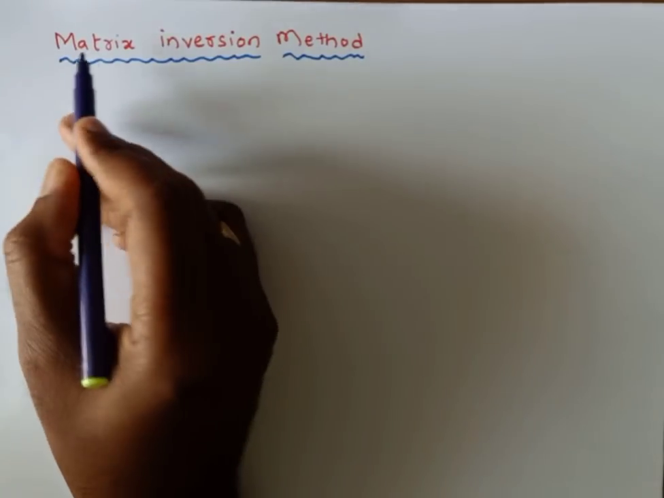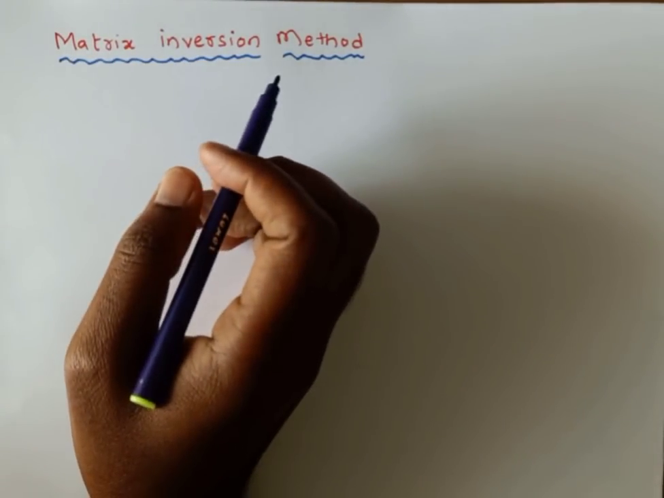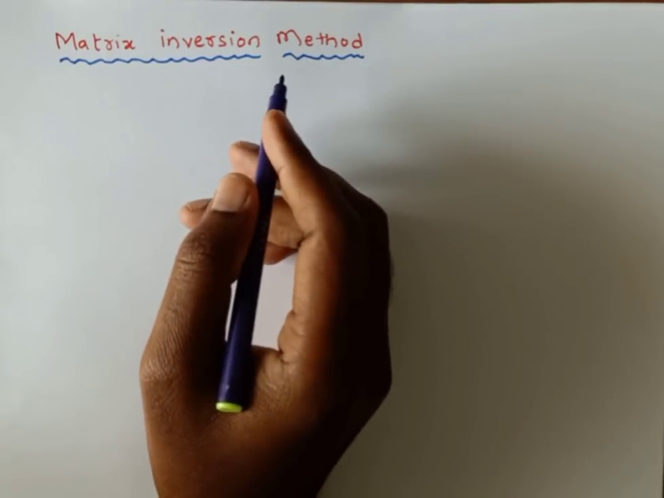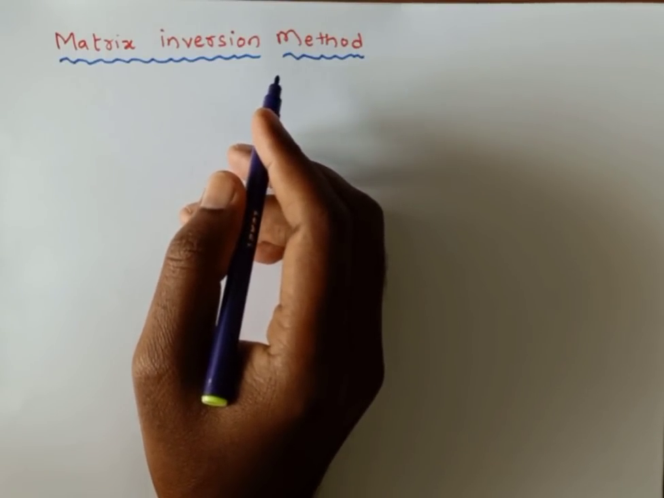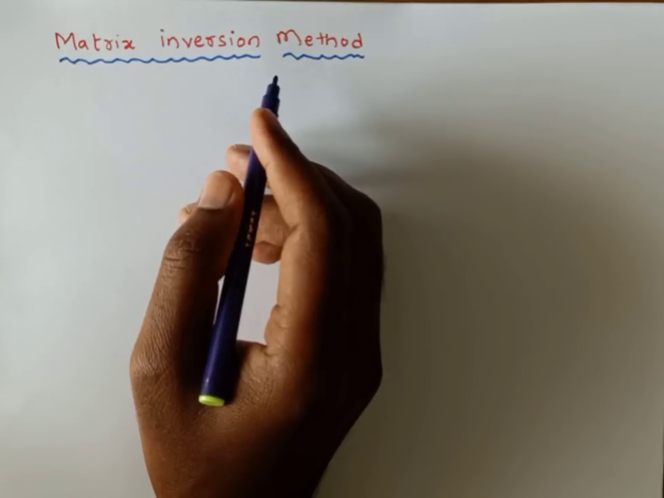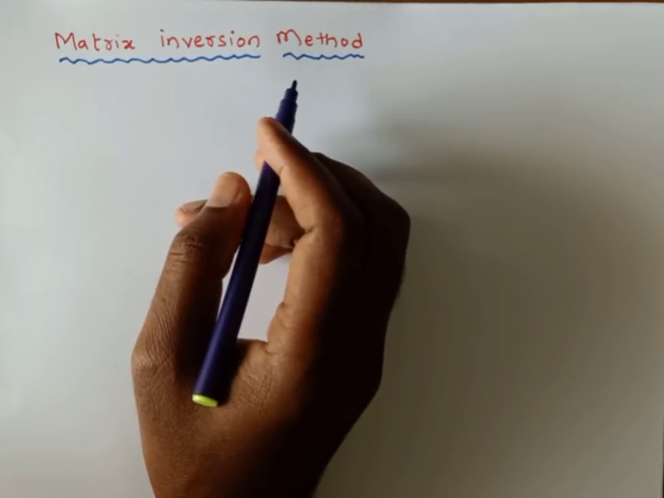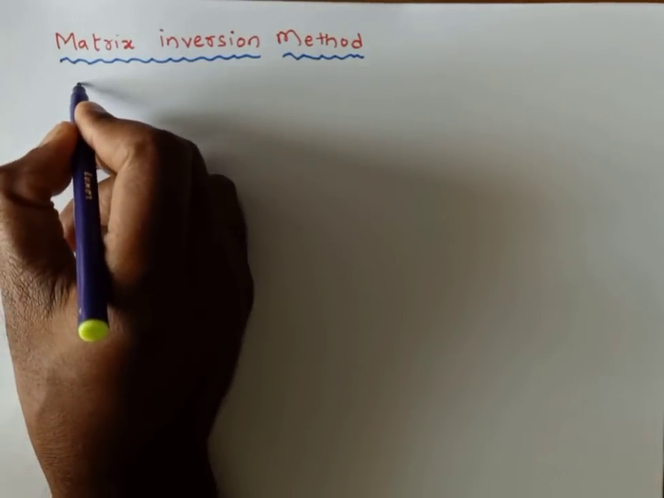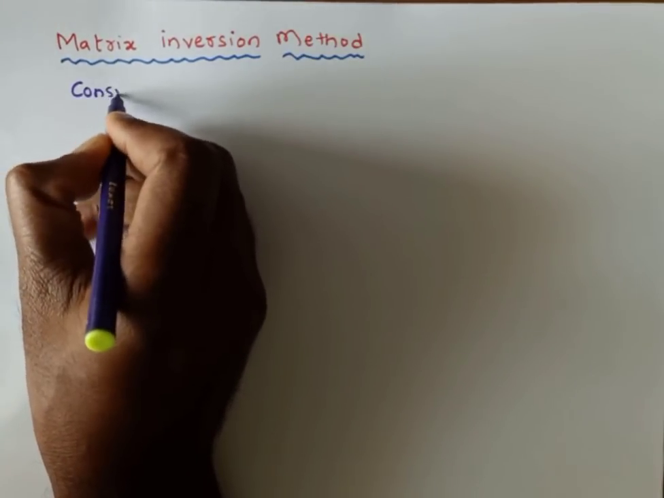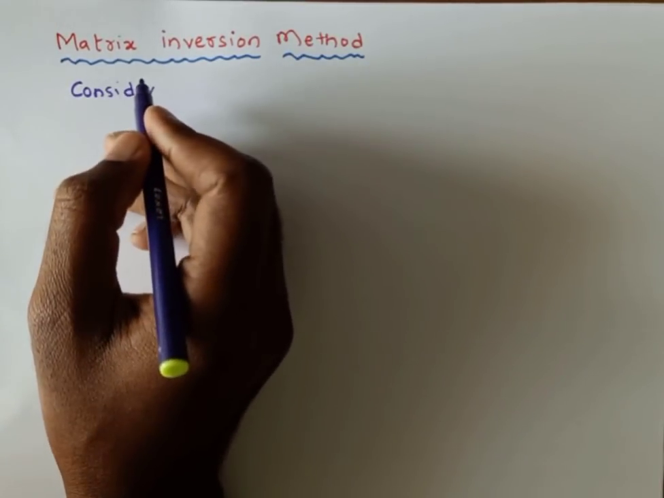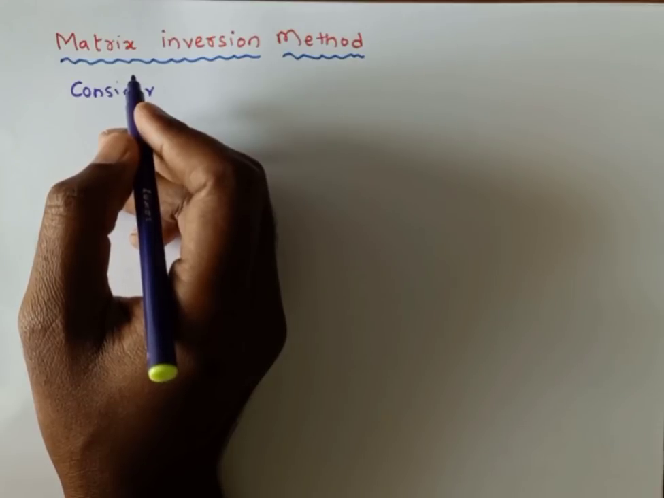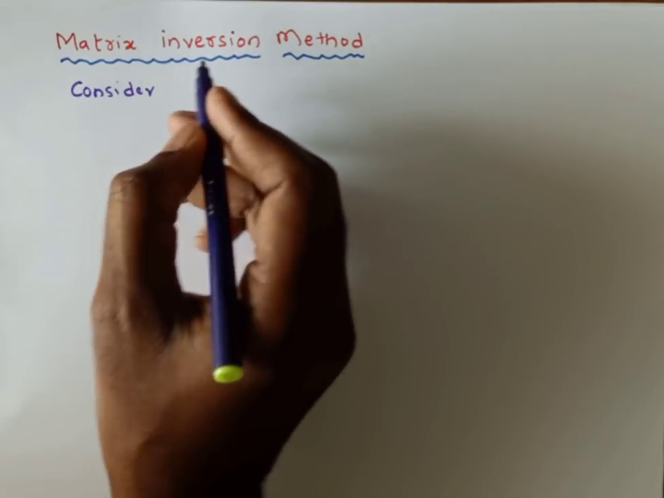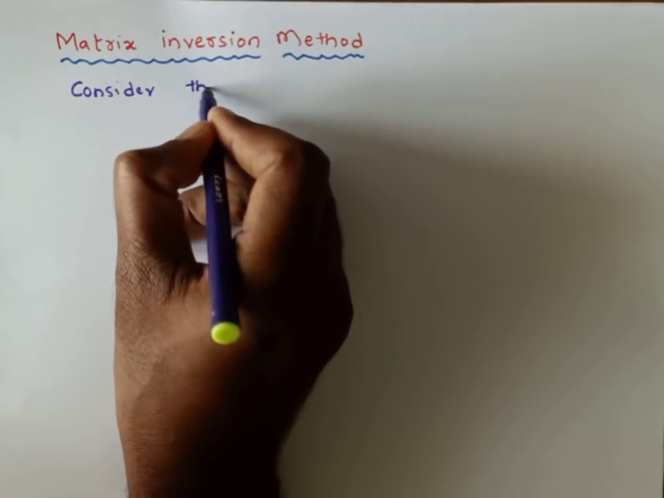So the next method is the matrix inversion method. First we will see the procedure to find the solution of the given system by using the matrix inversion method. For that, first we need to consider the system of linear equations. So let us consider the system of linear equations in non-homogeneous form. I am writing only the equation.